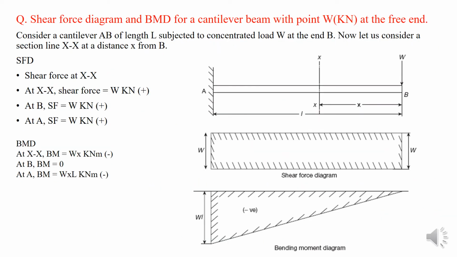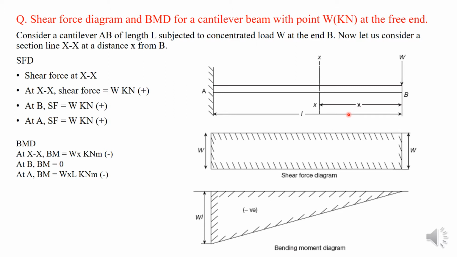So let's see the first problem: shear force diagram and bending moment diagram for a cantilever beam with a point load W kilonewton at the free end. Here you can see a cantilever beam in which one end is fixed and the other end is free. The free end carries a point load of W kilonewton. The fixed end is called A and the free end is called B, and the length of the beam is L.